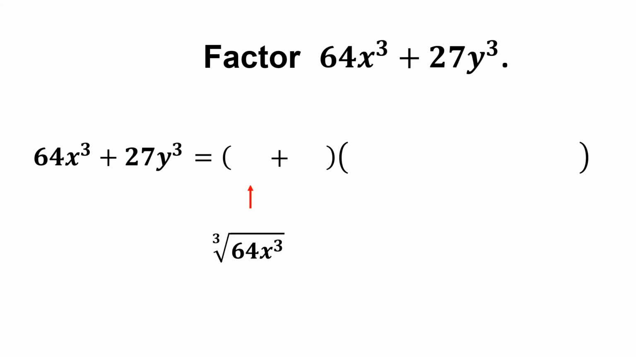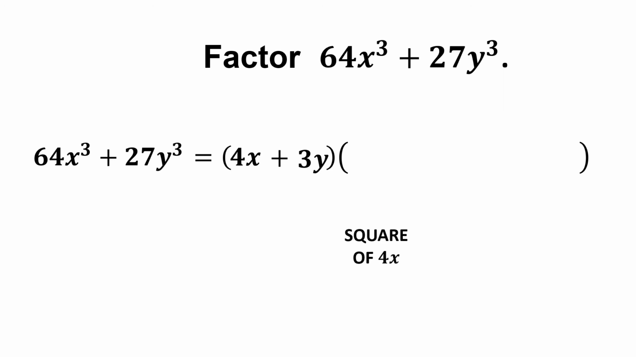The cube root of 64x cubed is 4x. The cube root of 27y cubed is 3y. Dahil addition ng cubes, addition din ang binomial. Thus, the binomial factor is 4x plus 3y. Next, we form the trinomial factor. Take the square of 4x. The square is 16x squared. Since it is a sum of cubes, the middle term must be negative.